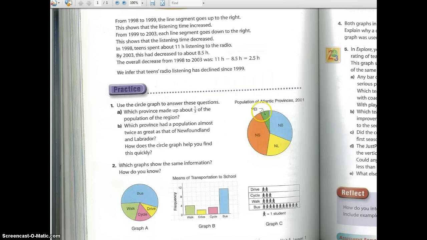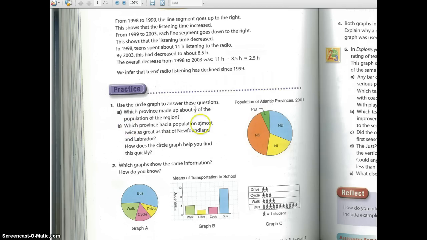All right. So if you look at this circle graph, you can remember that a circle graph is used to show parts of a whole. You got it. All right. So this is representing the whole population of the Atlantic provinces. Question A says, which province made up about 1/3 of the population? So if you look at this circle graph, hopefully you can see the answer to that.